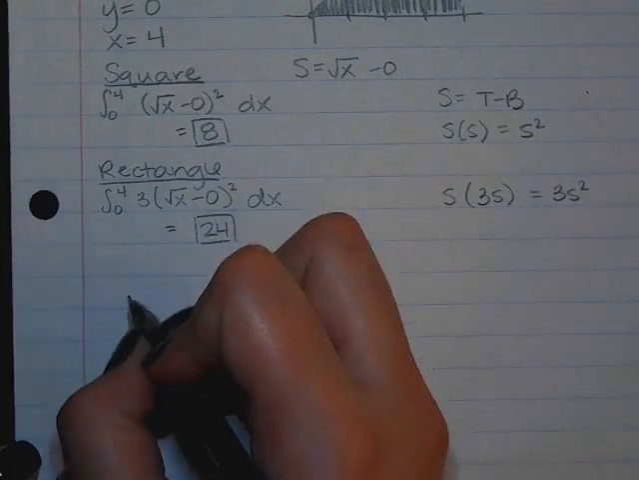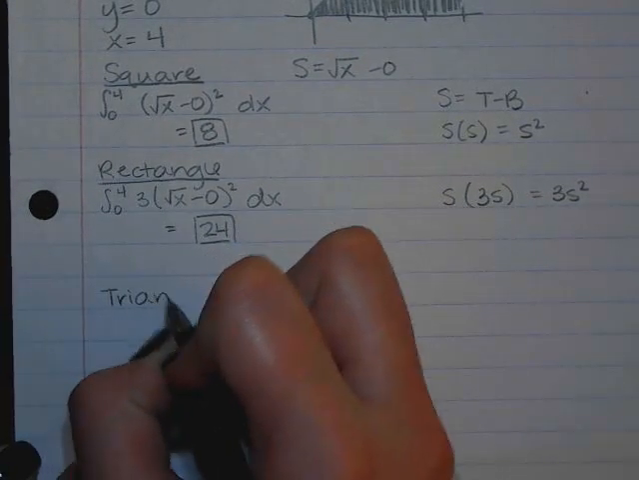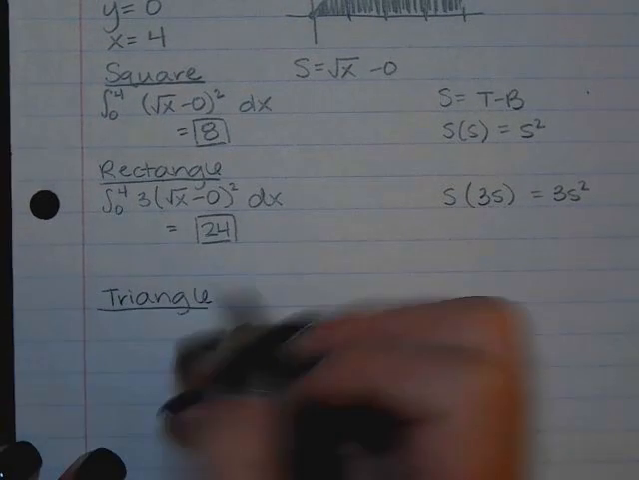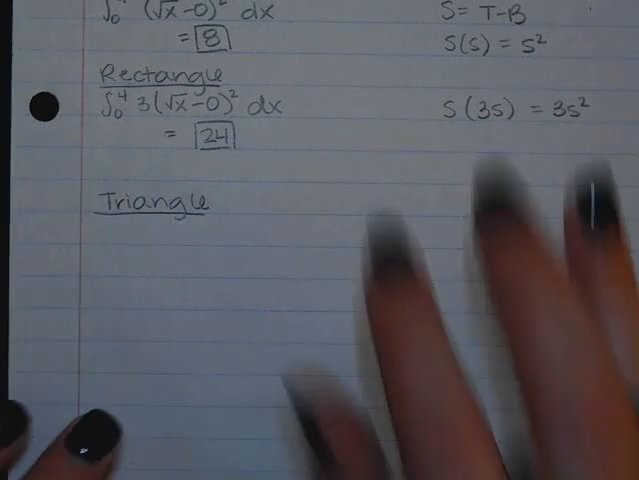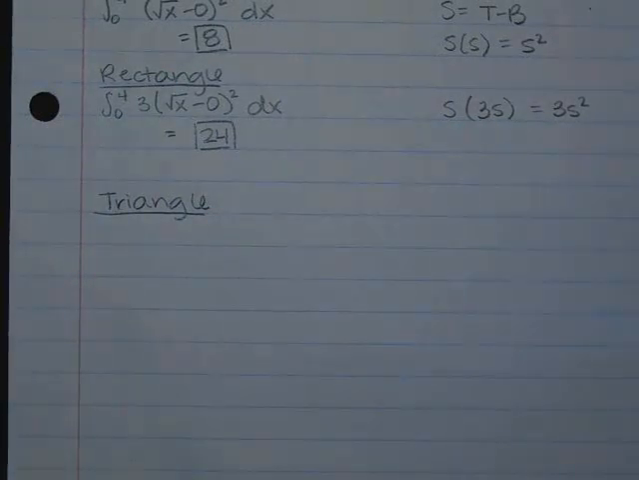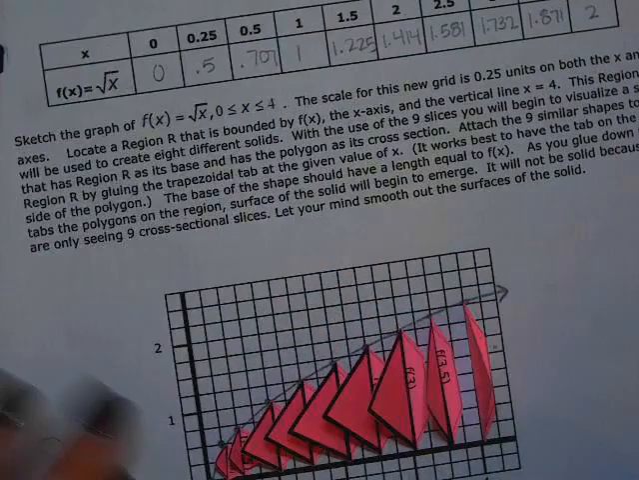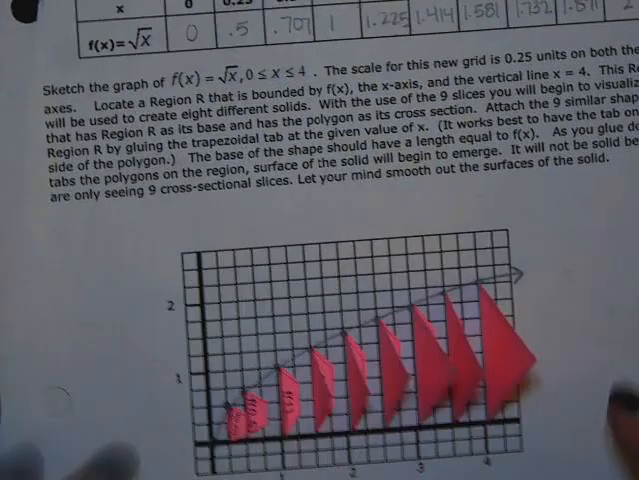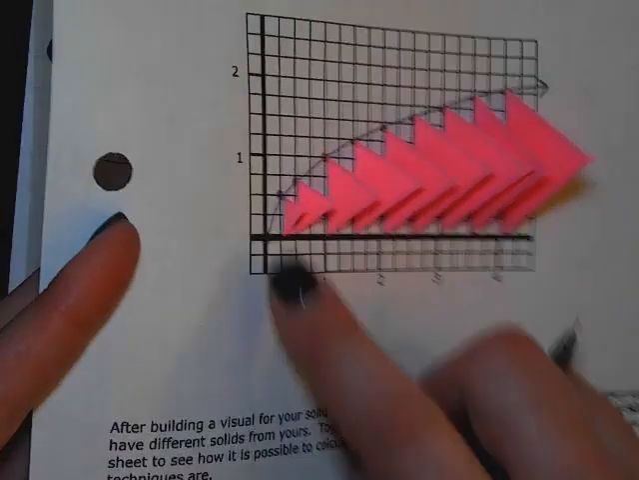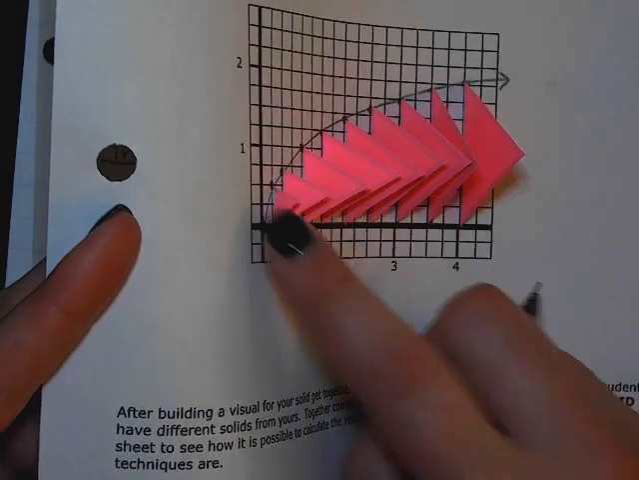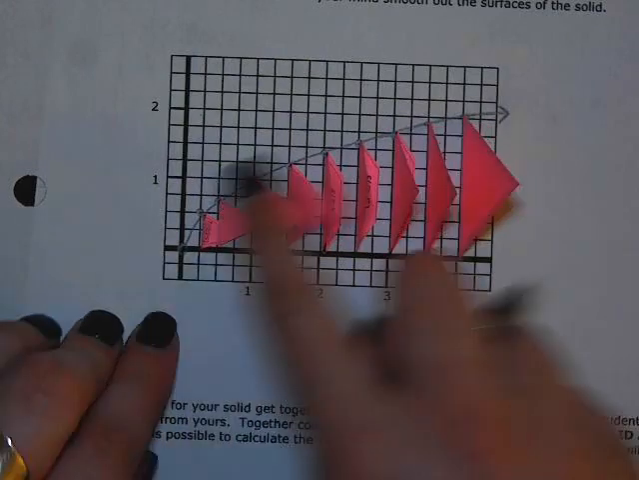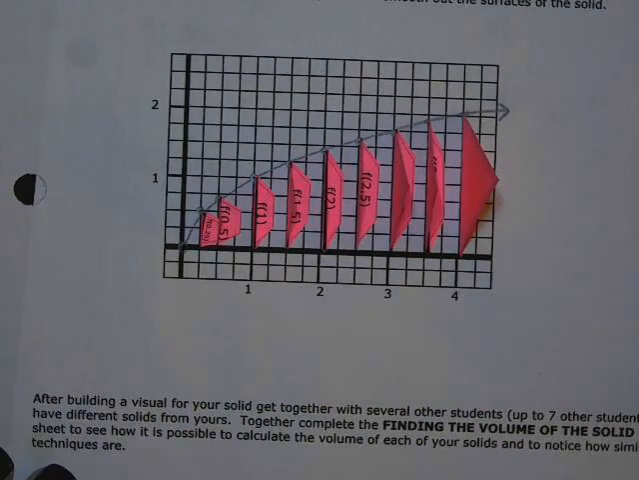All right, next we're going to go ahead and look at a triangle. So what I have here, and there's different ways you can do the triangles. You could have right triangles. What I did is I created this one using isosceles triangles. So if you look at the triangles, you can see that the base is on the bottom, and then the other 2 sides are the same length.